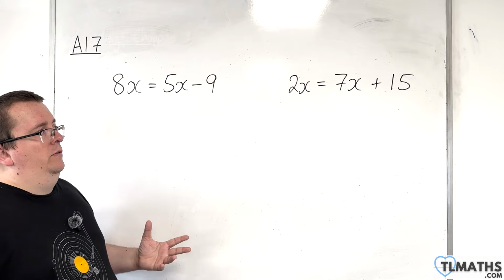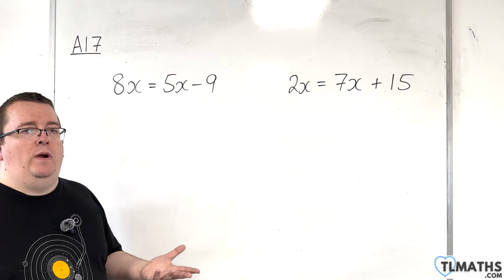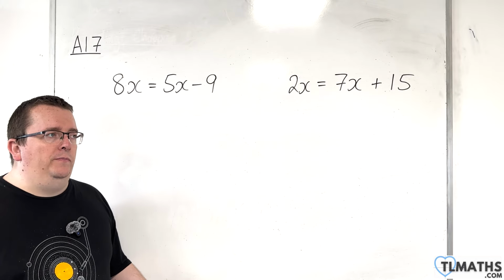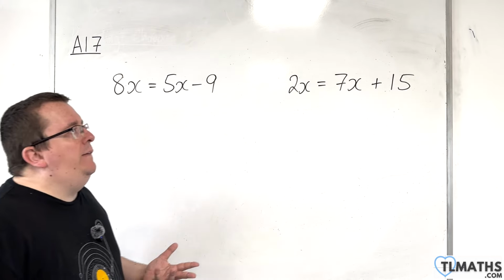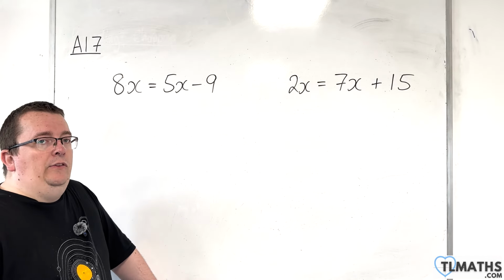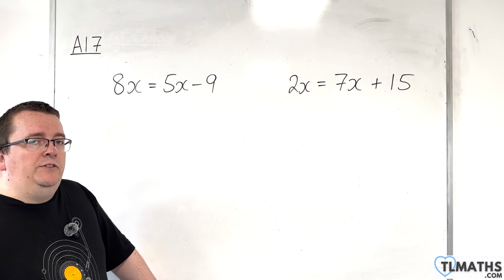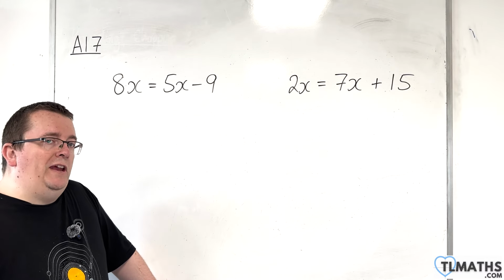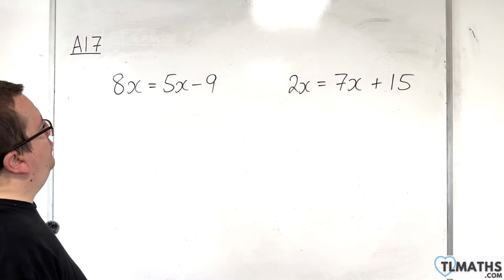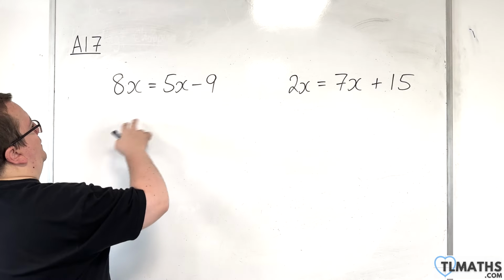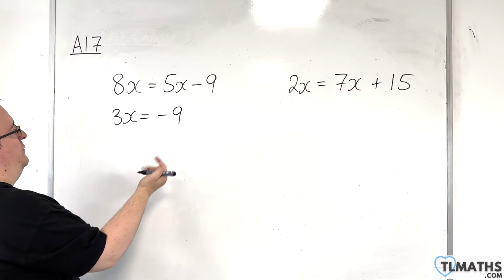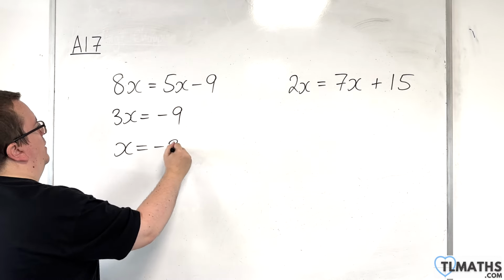The reason that people teach subtract away the smallest value of x is to avoid negative numbers as much as possible, which I can understand, okay? If you're not a fan of working with negatives, then subtracting away the smallest value of x is a good idea, but it can lead to more stages of working. So there is a bit of a trade-off there. So, for example, with this one, if you subtract away the smallest value of x, you're subtracting 5x from both sides, you're going to get 3x is equal to minus 9, and then you can divide both sides by 3, and you get x is equal to minus 3.